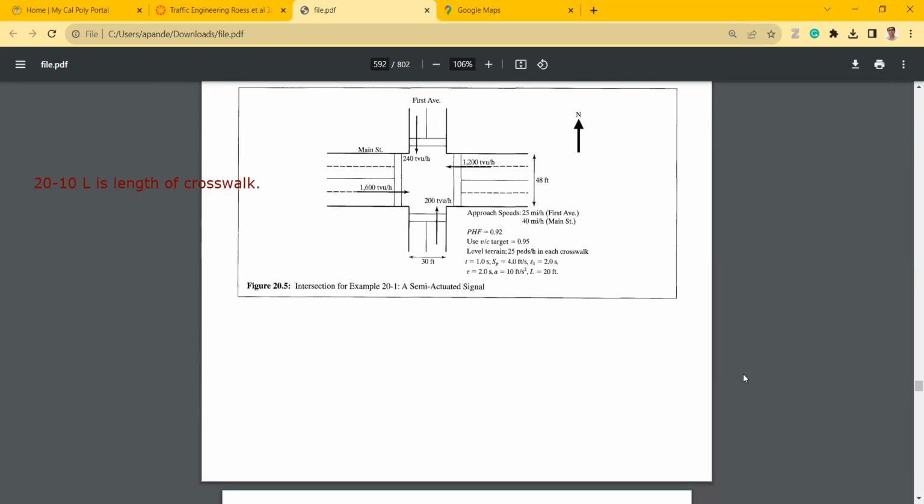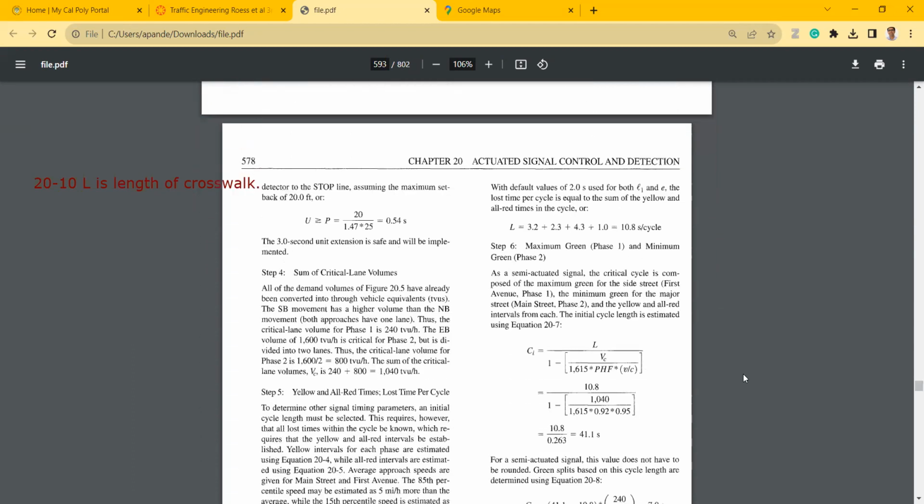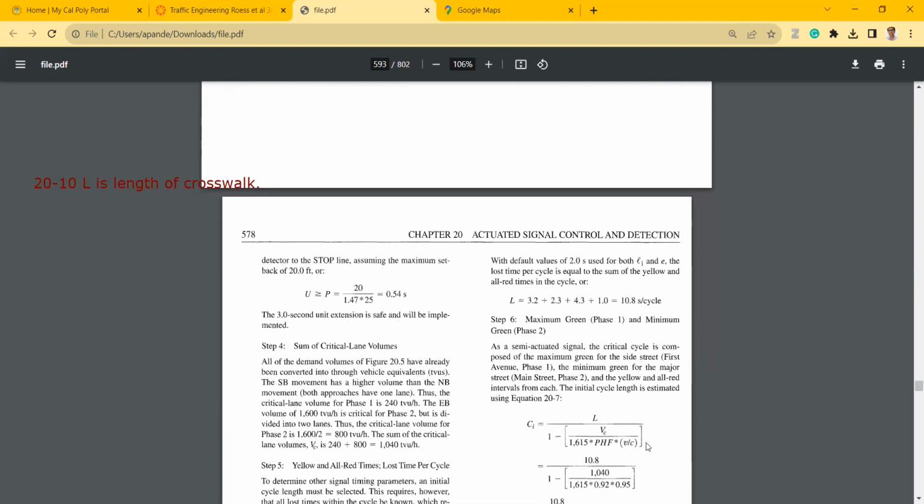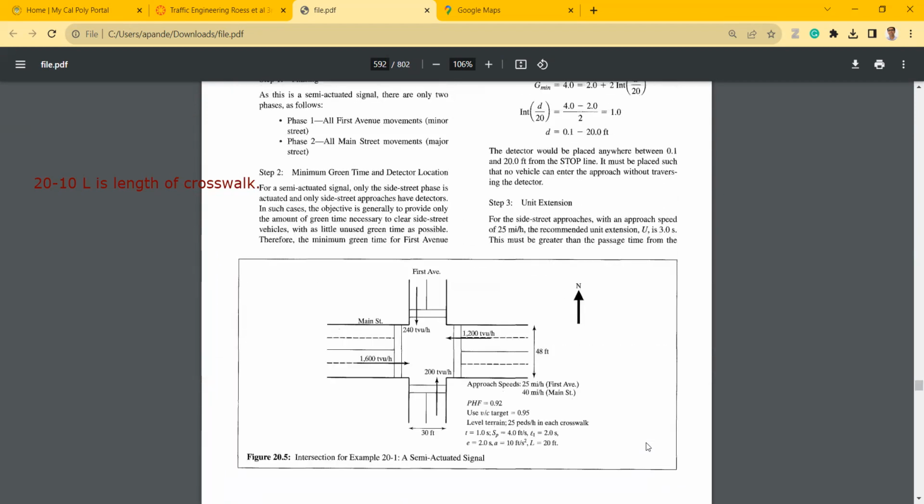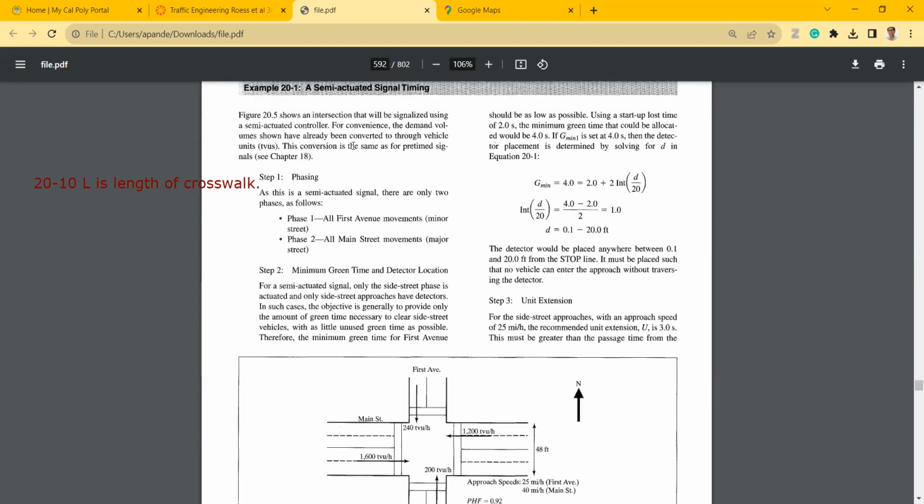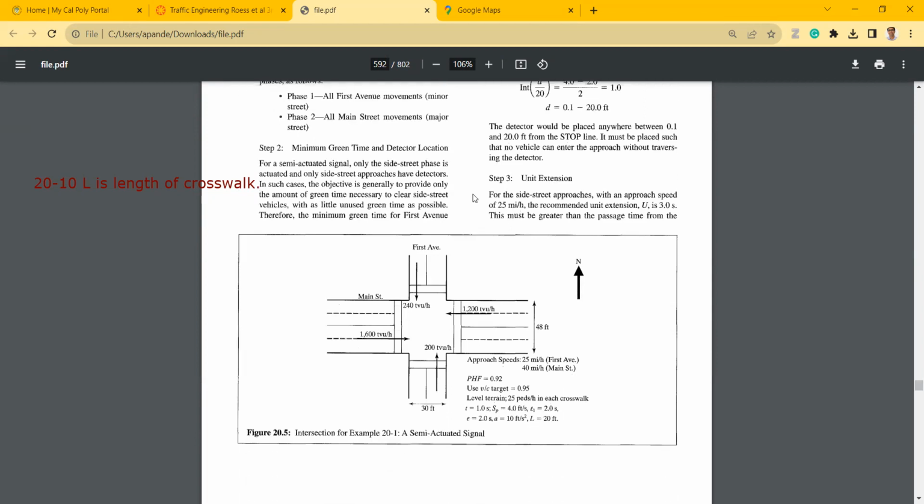Let's first think about what is the sum of critical lane volumes here. That is what I want to focus on first. First, note that this is just a simple 2-phase signal. No, actually, they have a left turn demand. Semi-actuated, already converted into through vehicle units. So all these are based on through vehicle units.